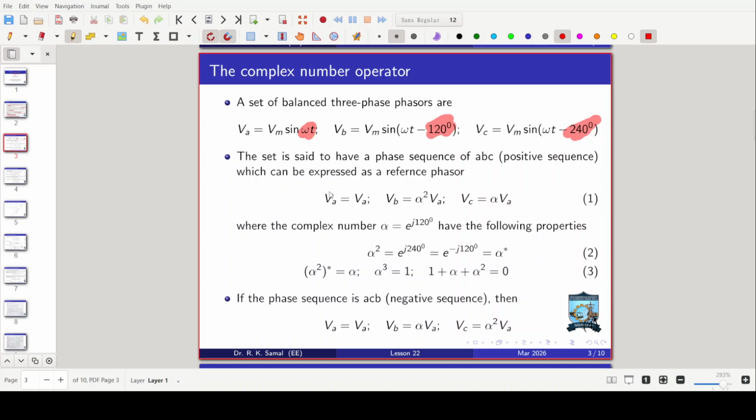Okay. Now consider an operator alpha. Okay. We consider an operator alpha. So you can mention in your notebook alpha is equal to e to the power j 120 degrees. It shows a 120 degree phase difference. Okay.